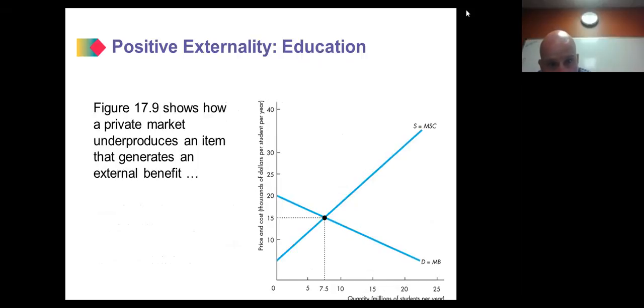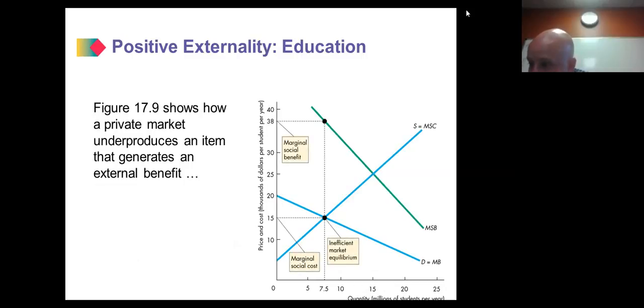Now, how can a private market underproduce an item that generates an external benefit? And here we've got a market demand curve. Our market demand curve is the marginal private benefit curve, D equals MB. The supply curve is the marginal social cost curve, and it's right here. So this is going to represent our supply curve. This is going to represent the demand curve. Market equilibrium at a tuition of $15,000 a year and 7.5 million students. Is it efficient or inefficient?